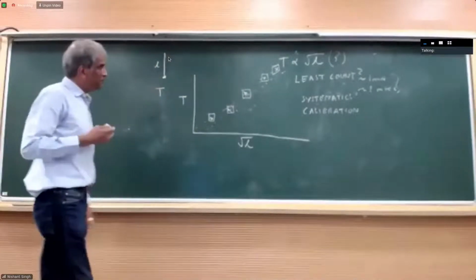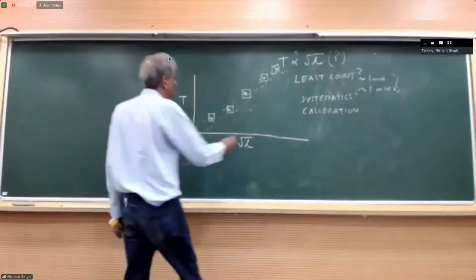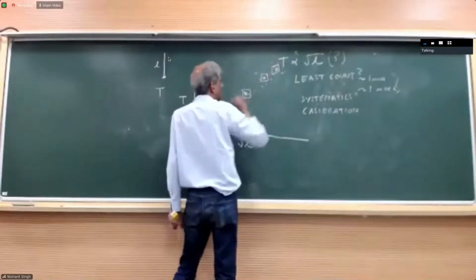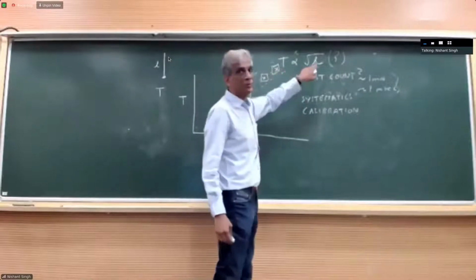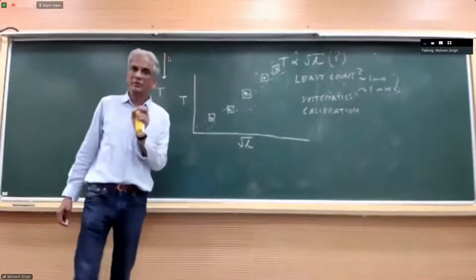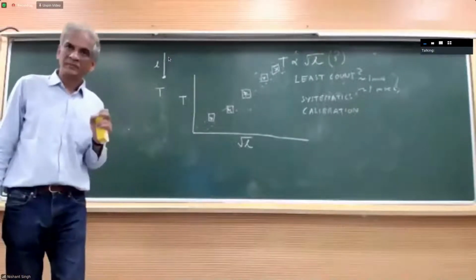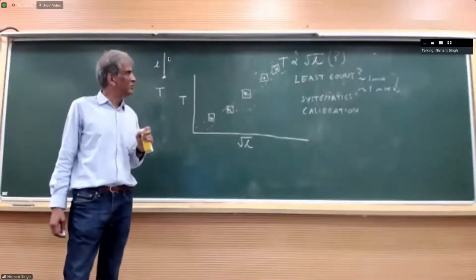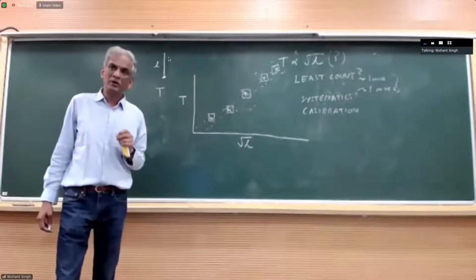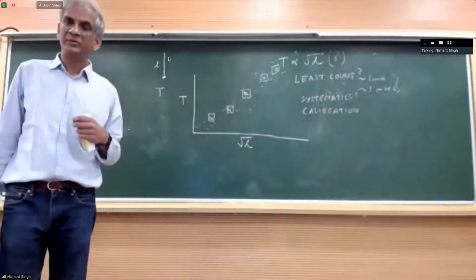A big question comes in: how do I know that this deviation is due to systematics, or it is really true that T is not proportional to root N? That is probably one of the most important and profound questions in science. How do I know? I'll repeat it. How do I know that I've discovered a deviation from a law, or it is because of the systematics?